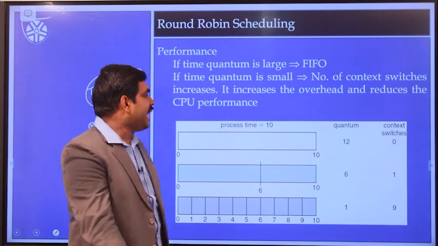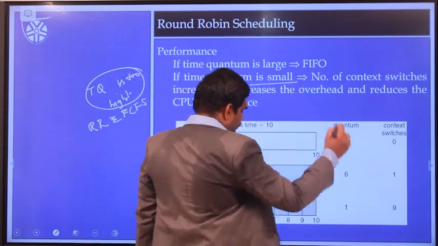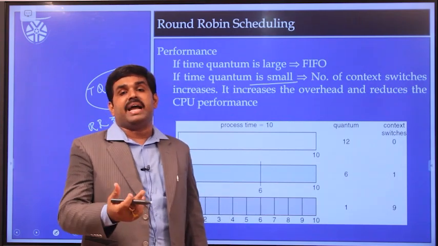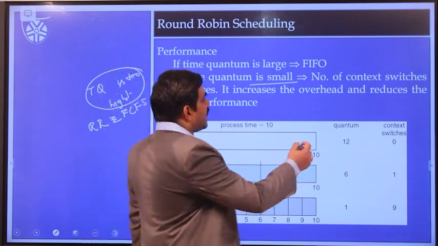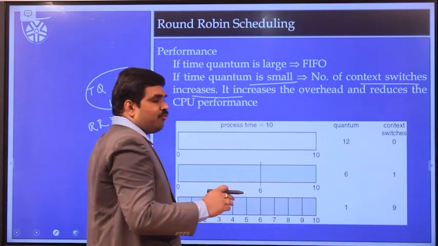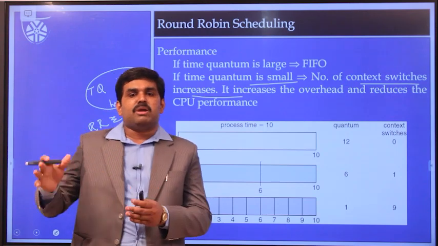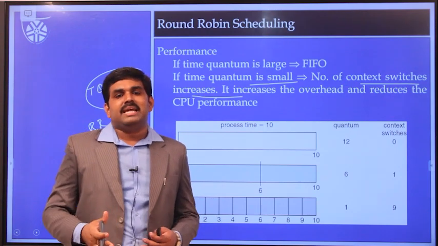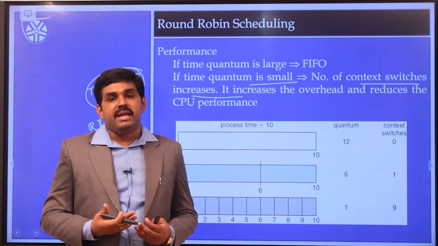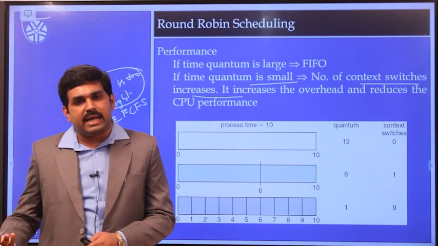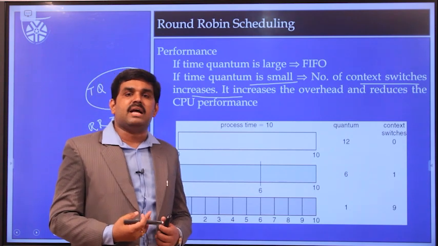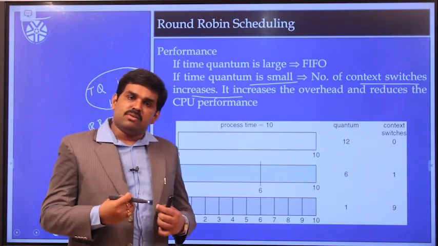Likewise, if you keep the time quantum very small, then the number of context switches will be very high. If the number of context switches is more, then the CPU will take more time for switching from one process to another process. Means instead of getting higher efficiency, most of the time the CPU will be moving from one process to another process. So the efficiency of the CPU will fall if you keep the time quantum very small.